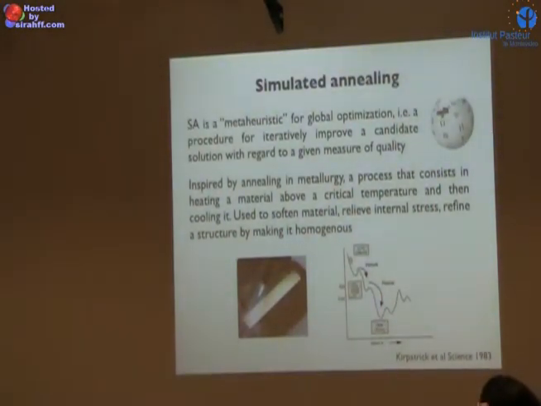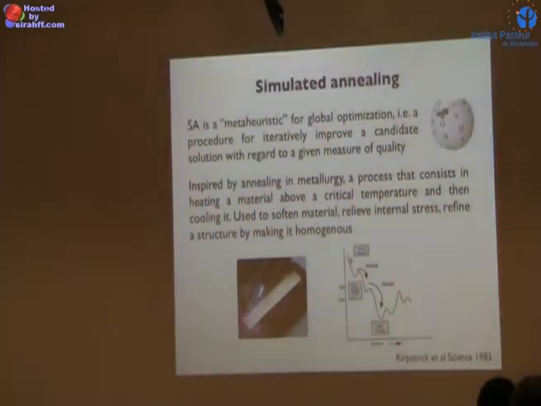Simulated annealing is inspired by metallurgy. It is well known that if you heat up your system and then cool it down slowly, you can relax some internal stress and make your material escape some bad conformation and relax to something better, just by waiting for the cool down of your system. This is the basic idea. I looked in Wikipedia for how to define simulated annealing. It's a meta-heuristic algorithm, which I don't know exactly what it means, for global optimization. So it's a procedure to optimize your configuration and make it better somehow.